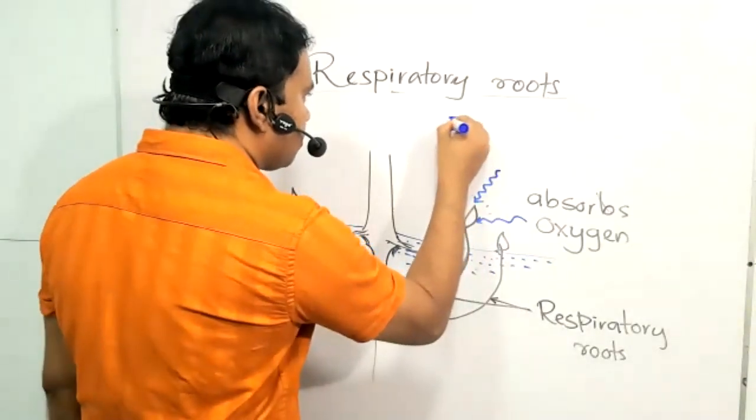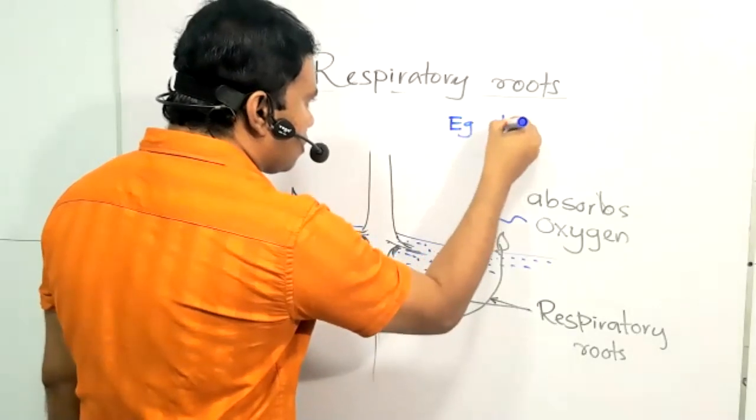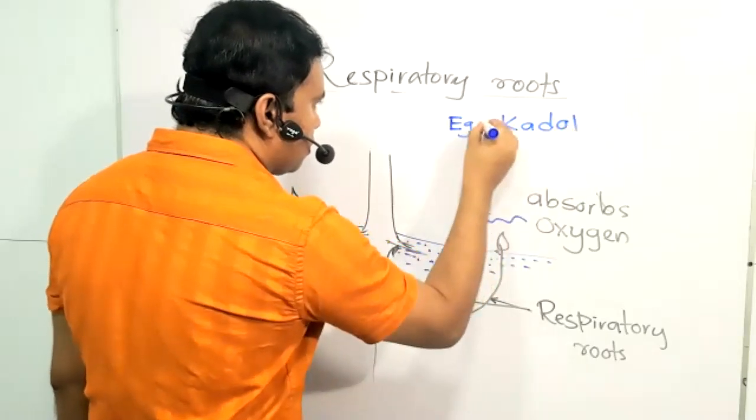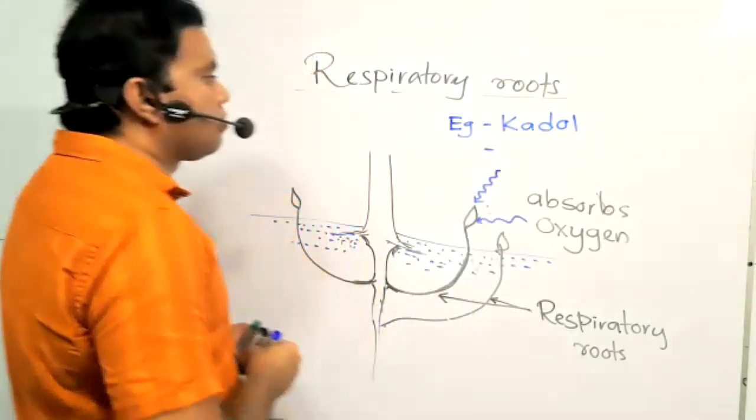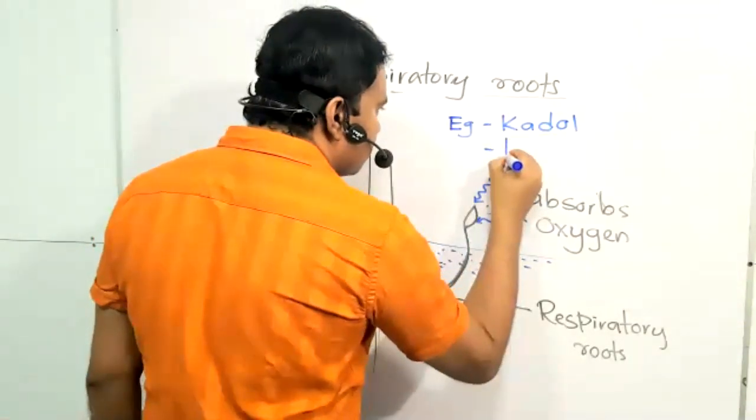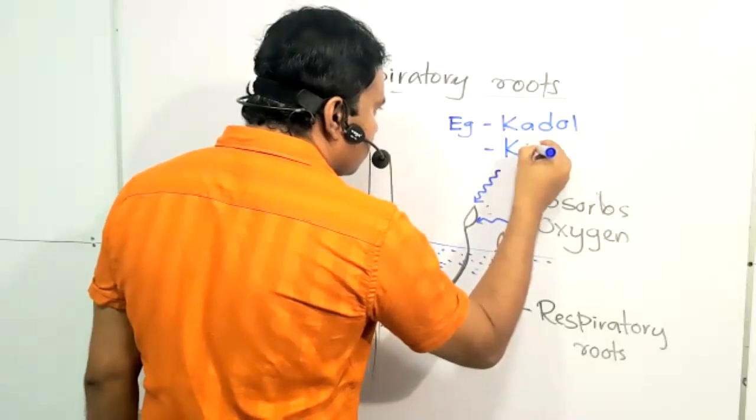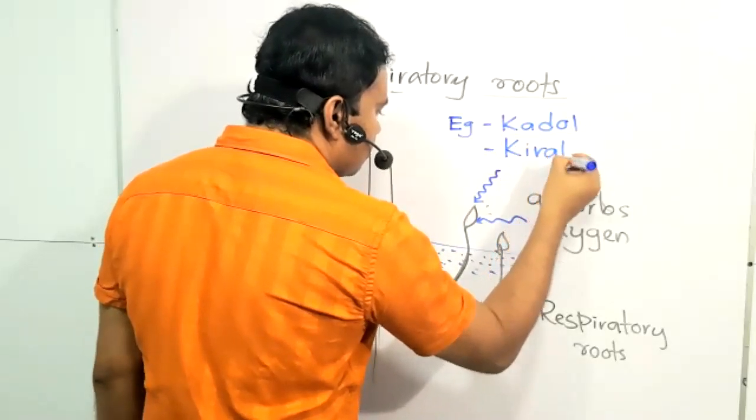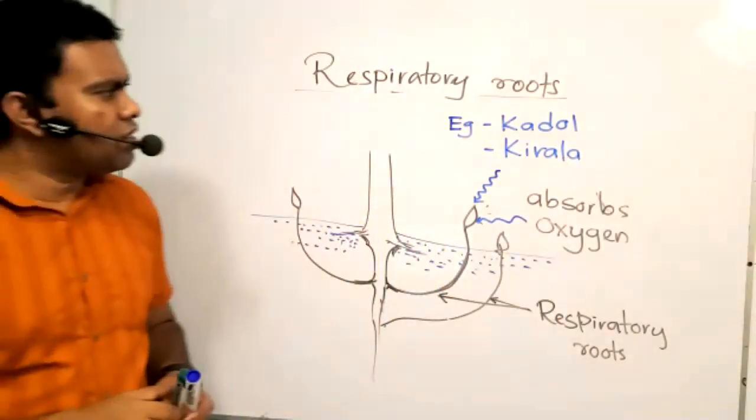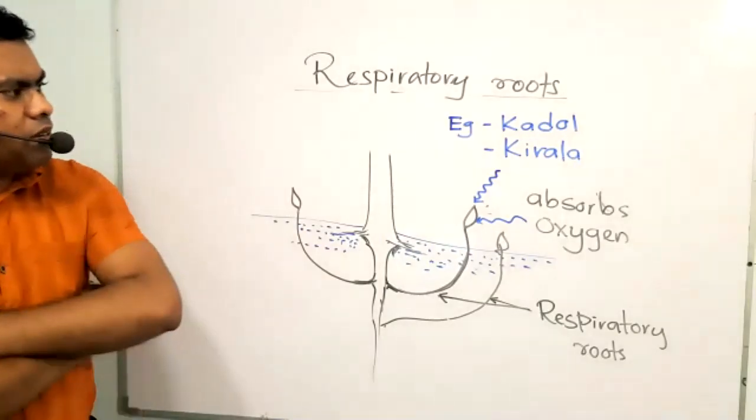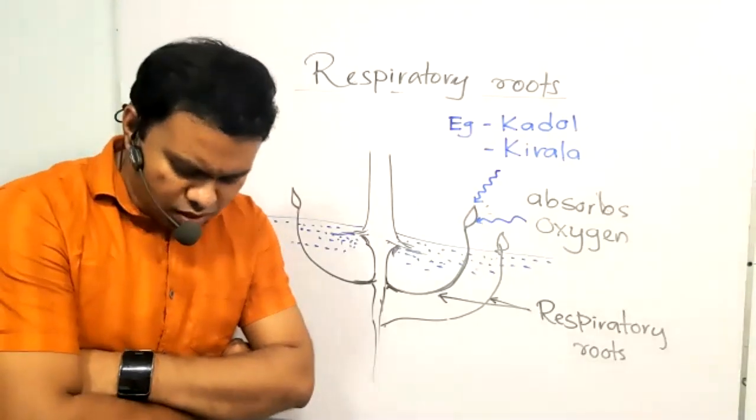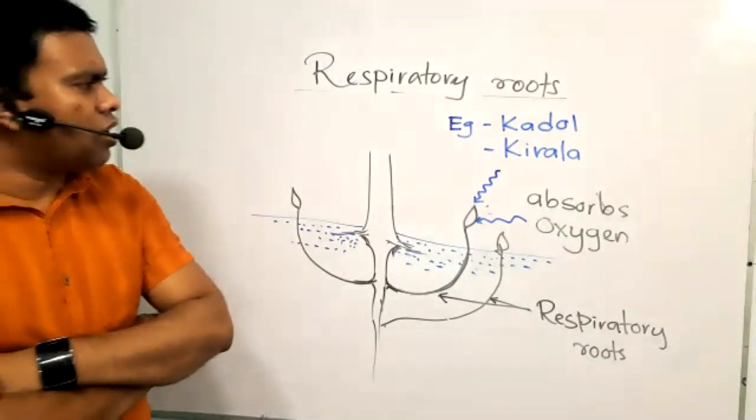Example, Kadol. Another one, Kerala. Kadol. That name, I think you are familiar with that name. Kadol කියන නම නිකන් මතකයි වගේ නේද? Lashmika, what's that name? Kadol is a plant.